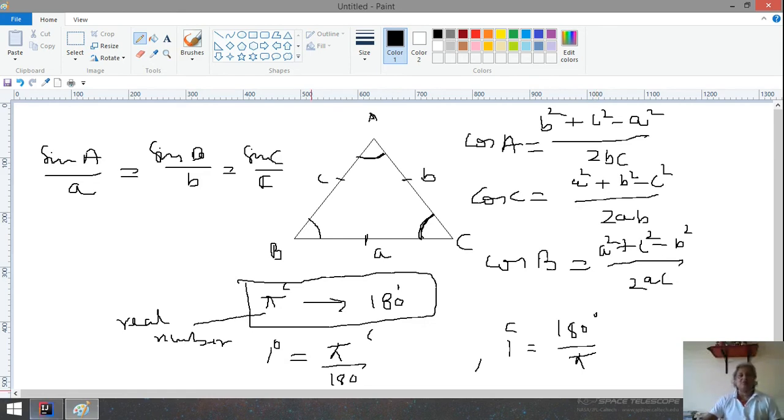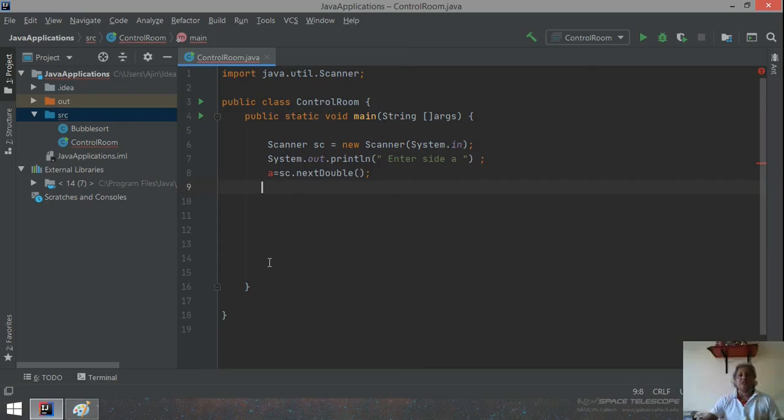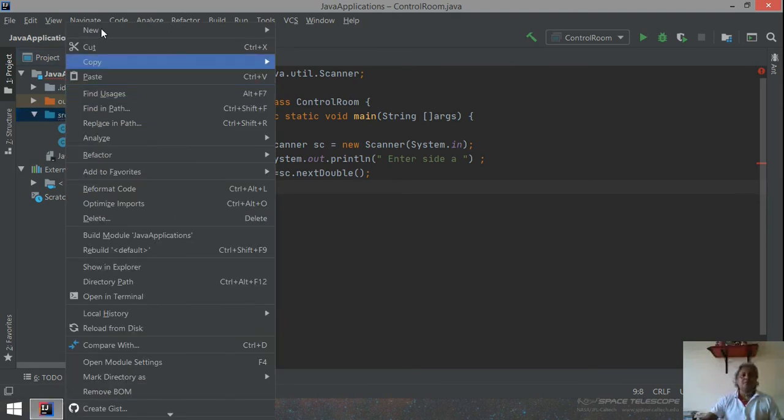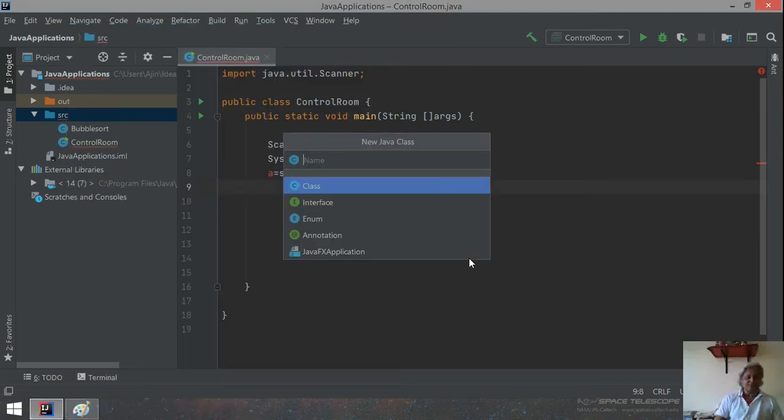So every object will be one instance of the question. Now slowly I'll go and explain all that, but just now let me come back to coding, and here I create a class called triangle.